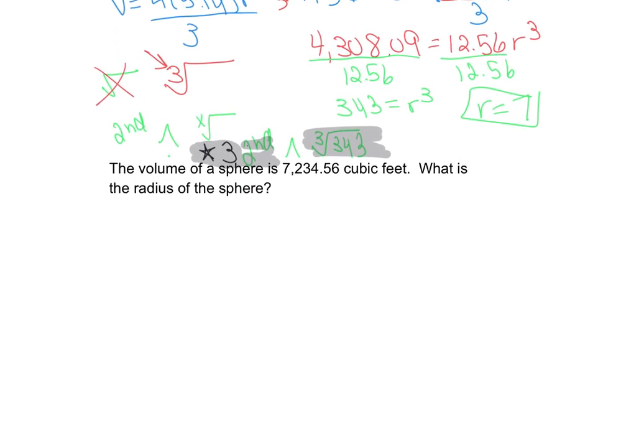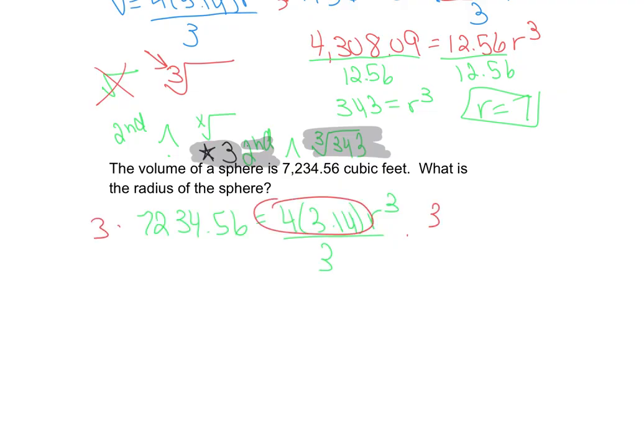So let's look at another one here. The volume of a sphere, again, we have our volume is going to be 7,234.56. We're going to leave those decimals in there. We've got 4 times pi times r to the third over 3. So again, the first thing I'm going to do is those 2 steps at once, where I'm going to multiply both sides by 3. And I'm also going to put these two guys together.